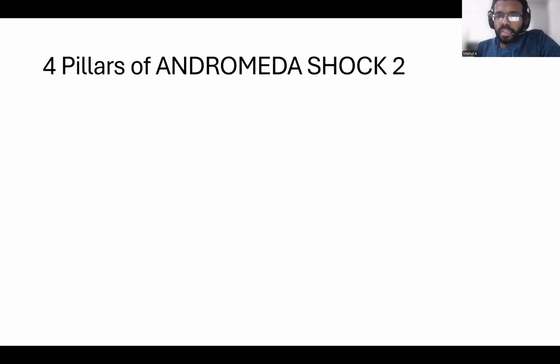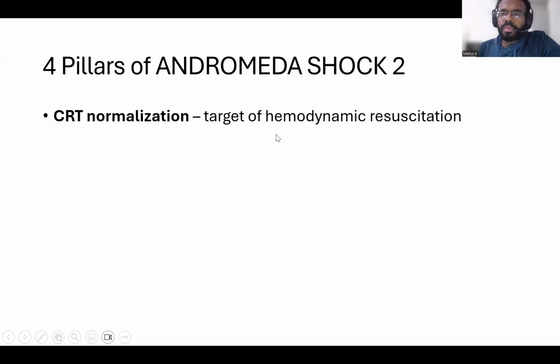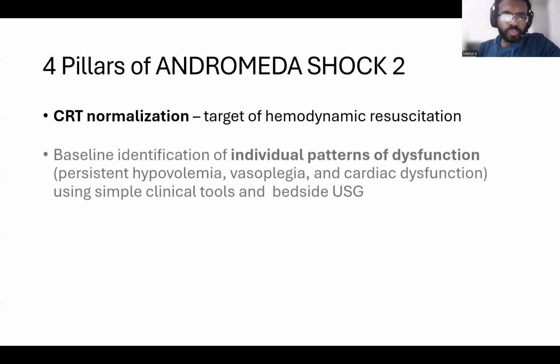There are basically four pillars of the Andromeda Shock 2 trial, or four basic principles you could say. Number one is that what they're targeting is CRT normalization. They're not targeting specific MAP targets or something. They are targeting CRT normalization, so they're optimizing the physiology, not just the numbers on the monitor.